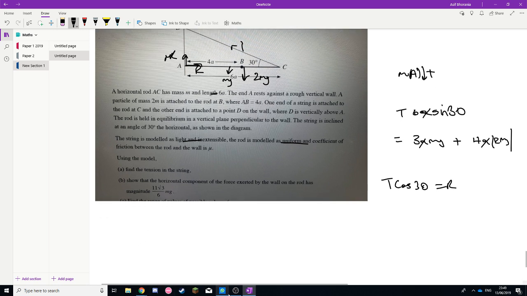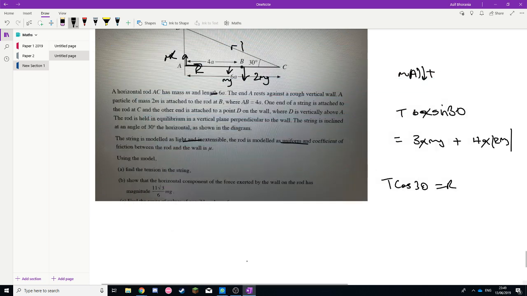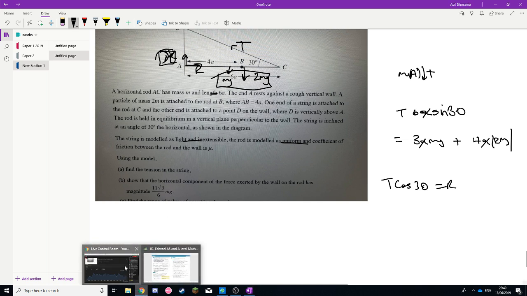Was there anything else? If it says anything about mu R or find the coefficient of friction, you do F equals ma vertically with tension, mu R and 3mg to get mu R, and because you know R, you can just find mu. Cool. So that's just a typical type of question.